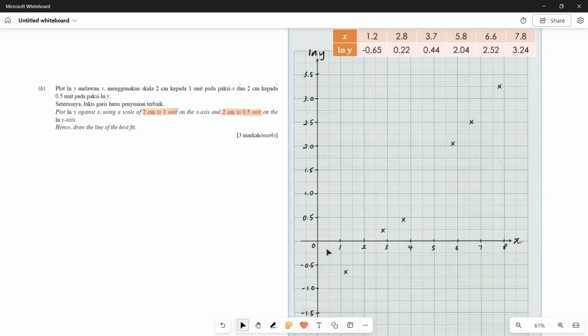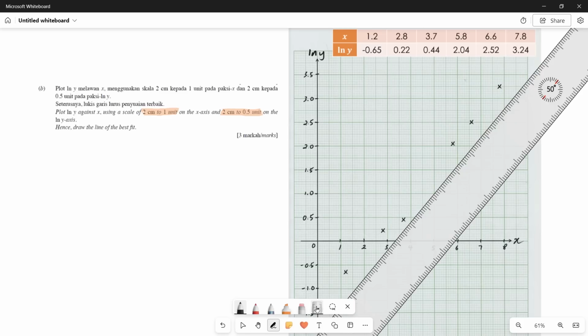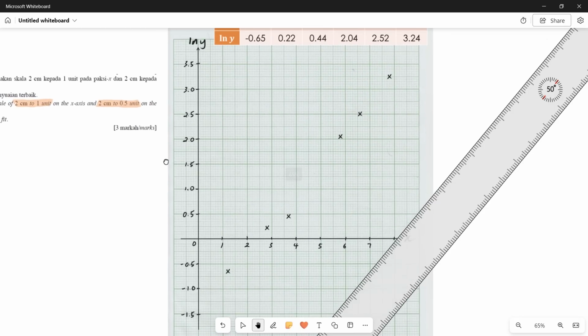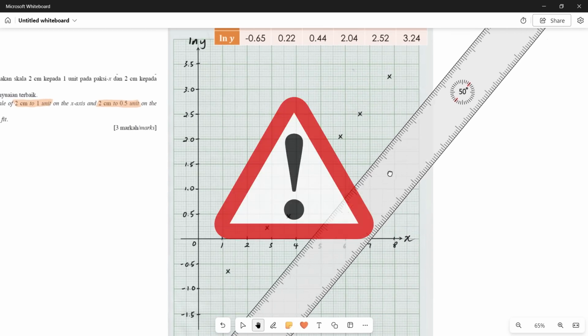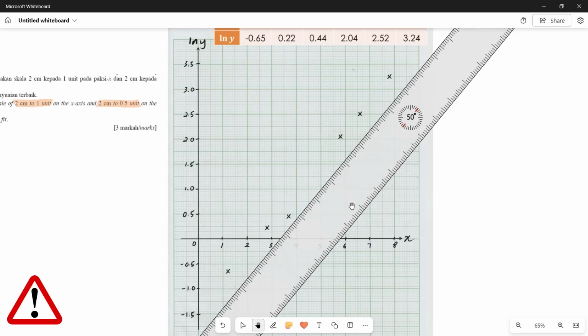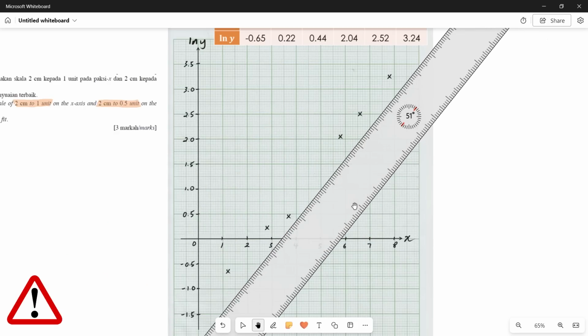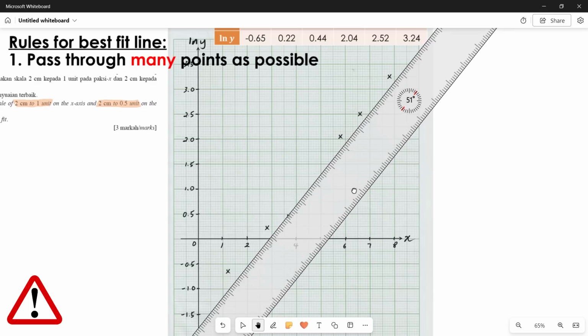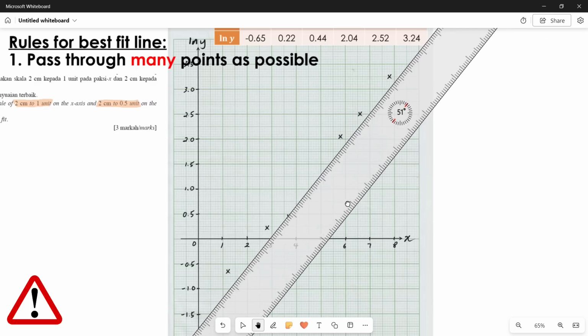Now with the correct scale on both axes, we can use these points to plot the points here, as you see. Now we are going to draw our best fit line. Let me drag this graph to the middle and zoom in a bit. To draw best fit lines, we have two rules. The first rule is to pass through as many points as possible.